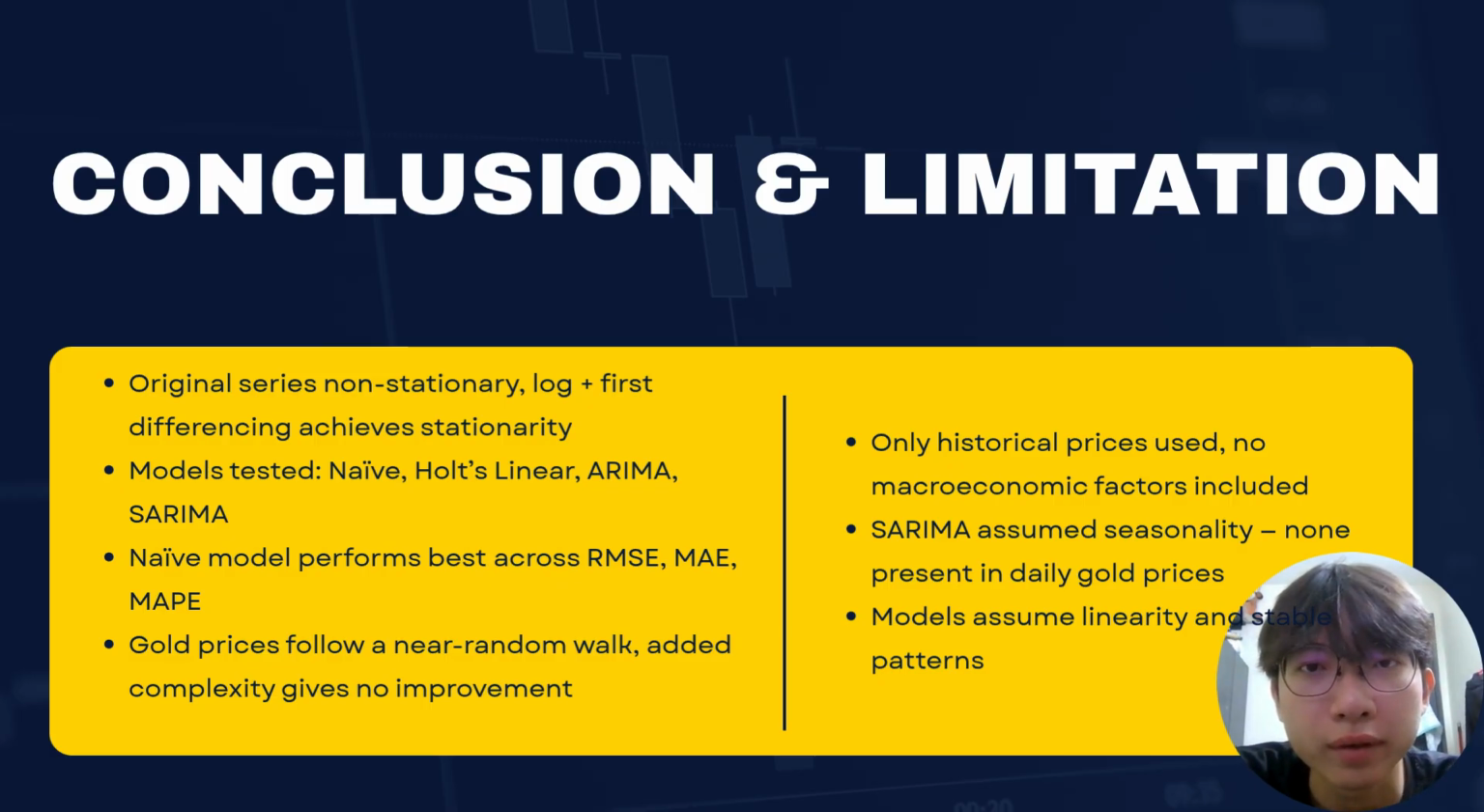In conclusion, we found that gold prices are non-stationary and become stationary after log transformation and differencing. The Naïve model performed best, while complex ARIMA and SARIMA models could not beat it, confirming that gold prices follow a random walk. A key limitation is that I only use historical prices and ignore external factors like inflation and interest rates. Personally, I learned that more complex models do not always give better predictions. Sometimes the simplest approach works the best.